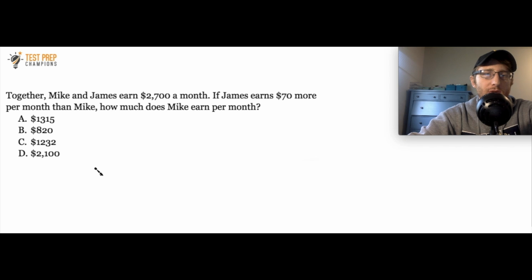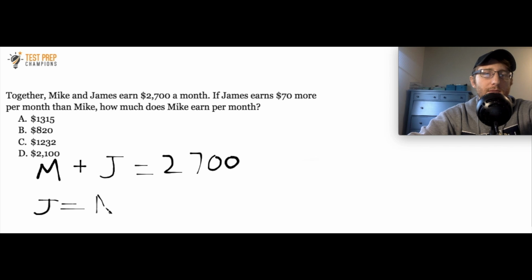Okay, so let's talk about this question here. So basically, we can write 2 equations here that will help us through this question. So here we know that Mike and James earn $2,700 a month. So we can say that Mike's monthly earnings plus James' monthly earnings equal 2,700. So this is the first equation we can write. And the second equation comes from the fact that James earns 70 more per month than Mike. So we can say that James' earnings equal Mike's plus 70.